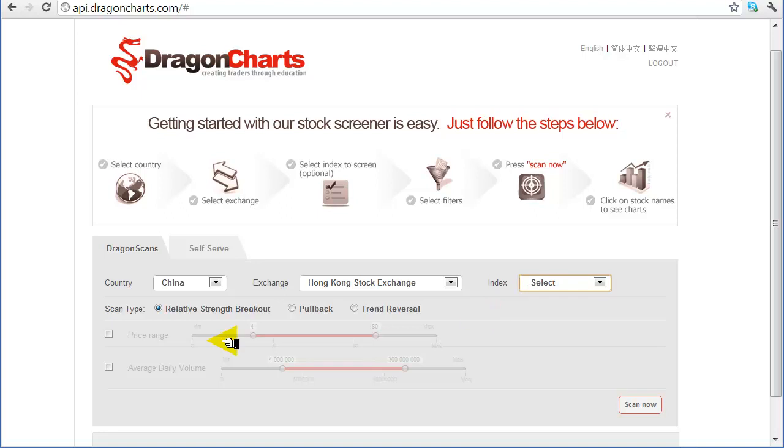And then we can also select optional price and volume filters. If we want to make sure the stock, let's say for example, is at least 1 Hong Kong dollar, and we'll leave the default at 80 maximum. And in the slider we can drag for volume. Let's say we want to make sure the stock does an average daily volume of at least 1 million shares. And we hit the Scan Now button.